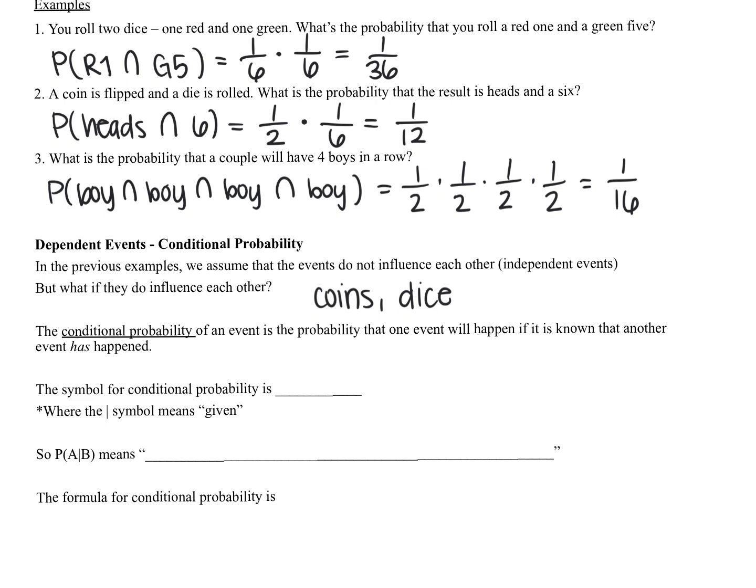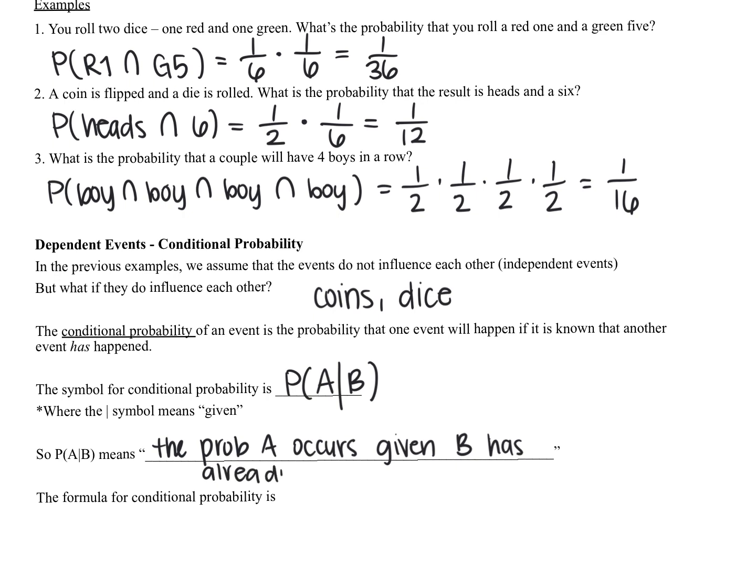So the symbol for conditional probability is you read it as the probability of A given B. So we use a vertical line. So that vertical line means the word given. So it's saying what's the probability that, so what that means is the probability A occurs given B has already occurred.